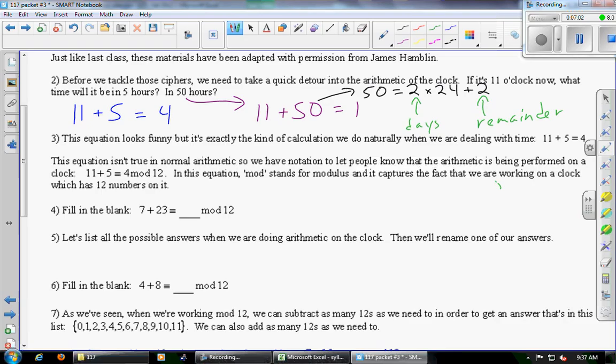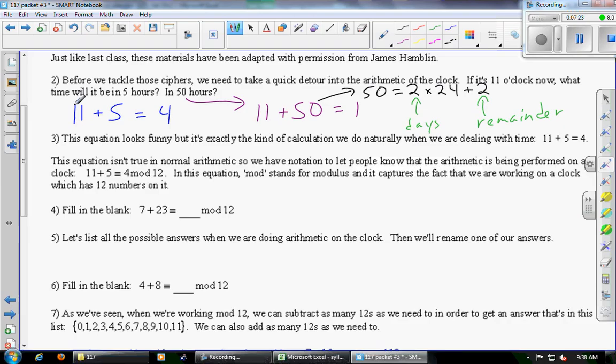Because if you just tell me we're wrapping around for 2 full days, well, what time is it exactly 2 days from now? It's the same time it is now on the clock, right? So if you could just wrap around, get rid of those extra 24s, whatever's left over, whatever the remainder is, is the real thing you're trying to add. So 11 plus 50 is really the same as 11 plus 2. And 11 plus 2 I can handle. That brings me to 1 o'clock.